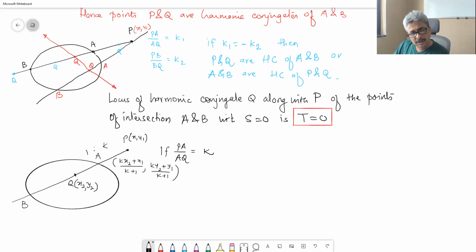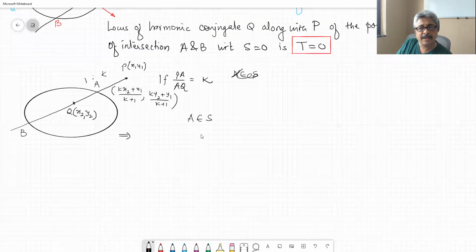And now this point A belongs to S. Therefore, what will we get? A belongs to S implies, what does A belongs to S imply?